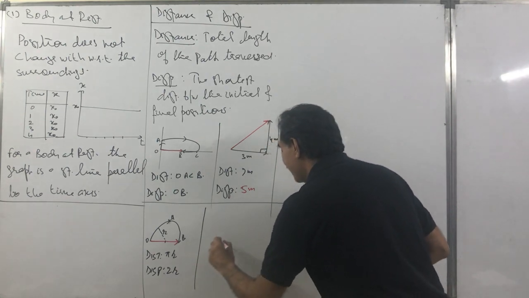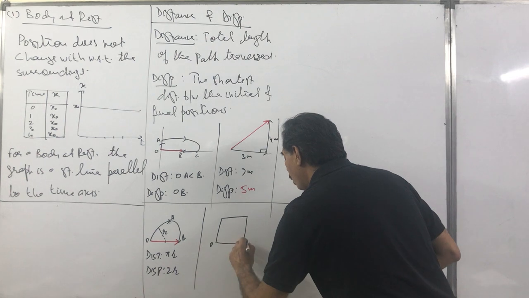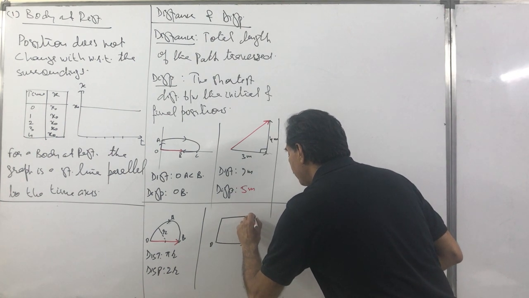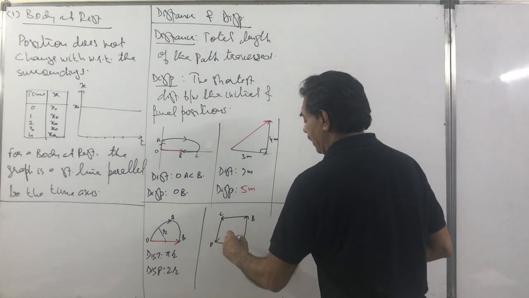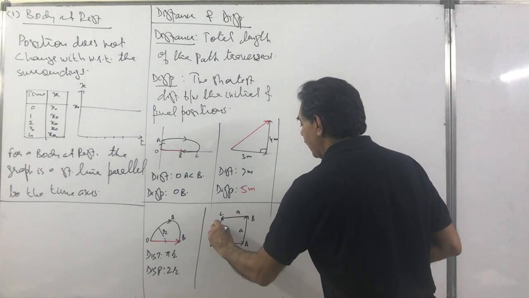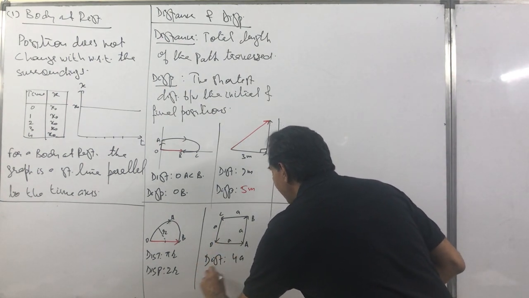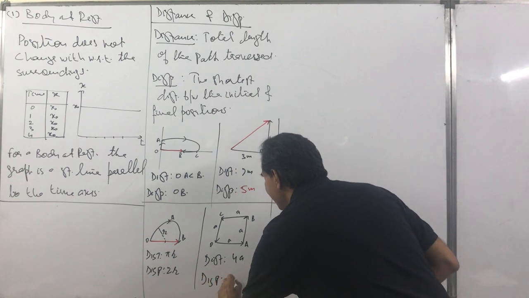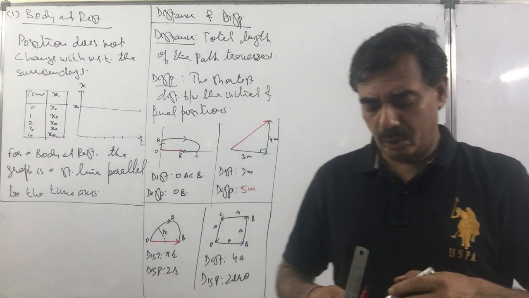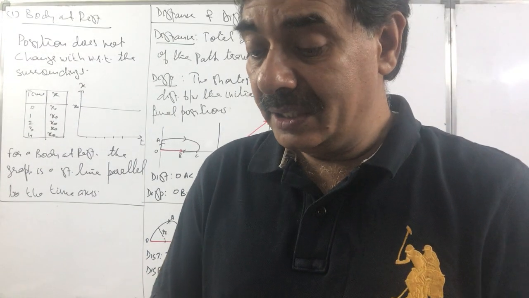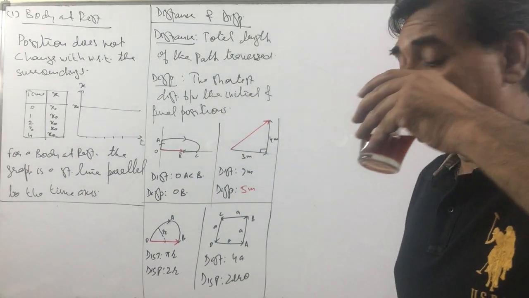Okay, another one. A particle moves in a square of side A. It moves from O, A, B, C, O, and back again. This is A. Right? It's very simple. The distance traveled is 4a, whereas the displacement is 0. So I hope we have understood the difference between distance and displacement.